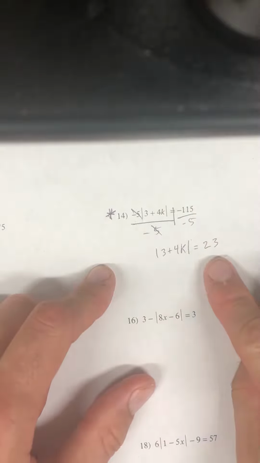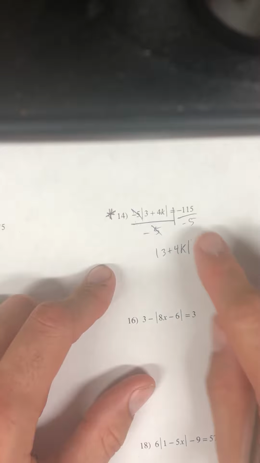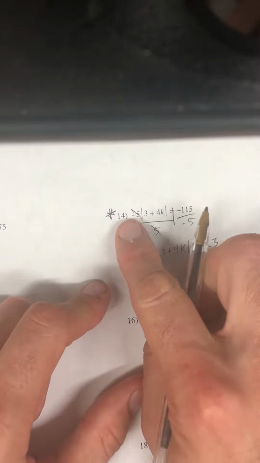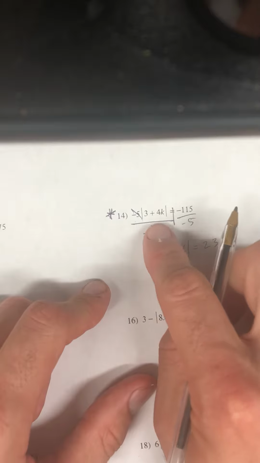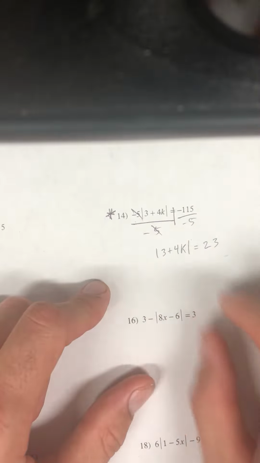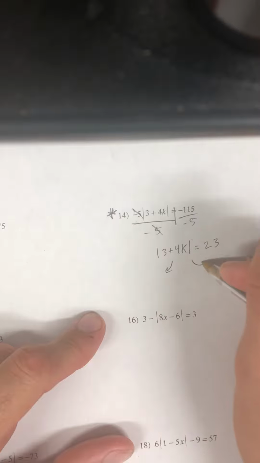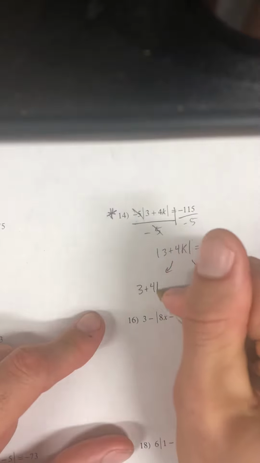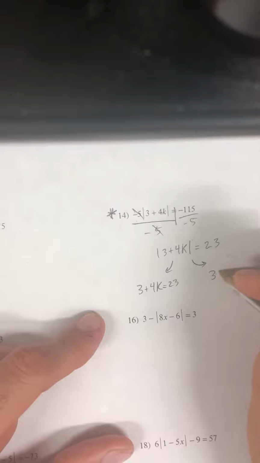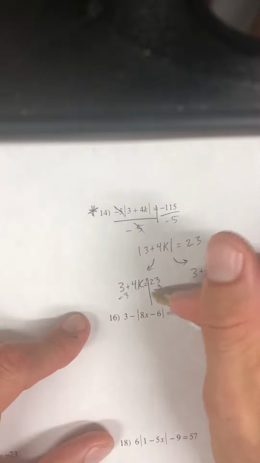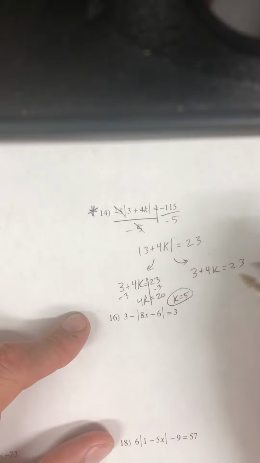Okay, and now obviously that works. So if you see a negative number over here, you need to think it might be no solution, but if you're going to do some algebra to get the absolute value by itself, then after you finish doing that, make sure you don't make a mistake. So now we're ready to write it twice. 3 plus 4k is equal to 23. And we'll solve this. 4k is equal to 20. k is equal to 5.